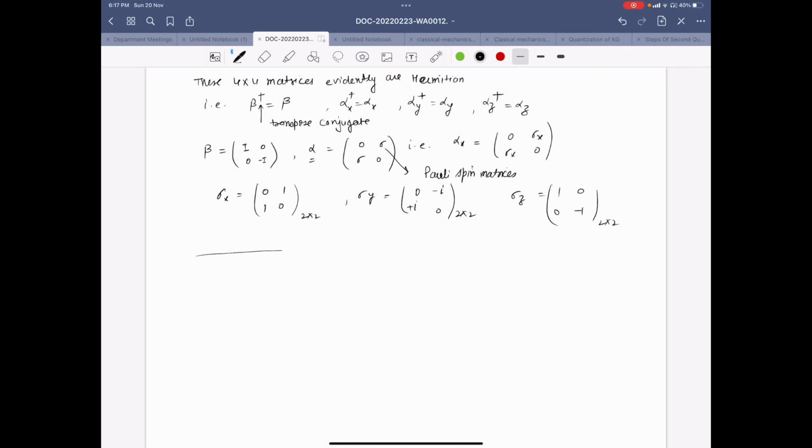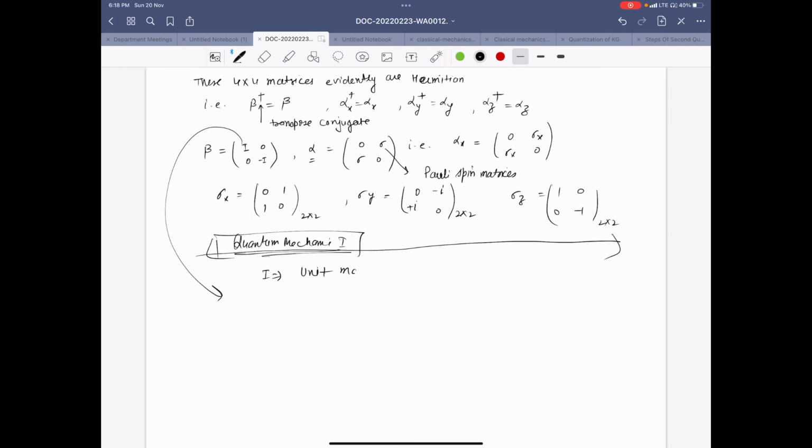So all these matrices we have covered in quantum mechanics part 1, spin matrices. Also, what is I here? That I is a unit matrix, that is 1 0 0 1, which is also 2 by 2. Next, we will do the properties of alpha and beta matrices.